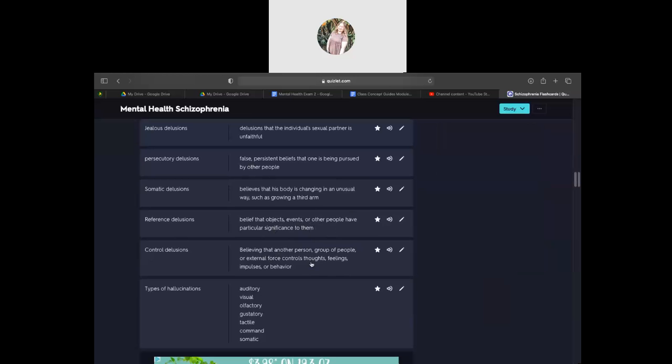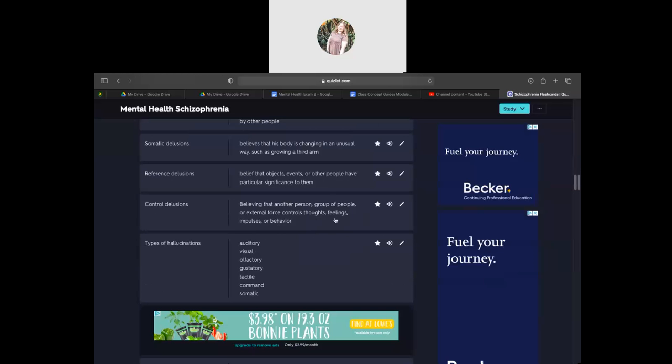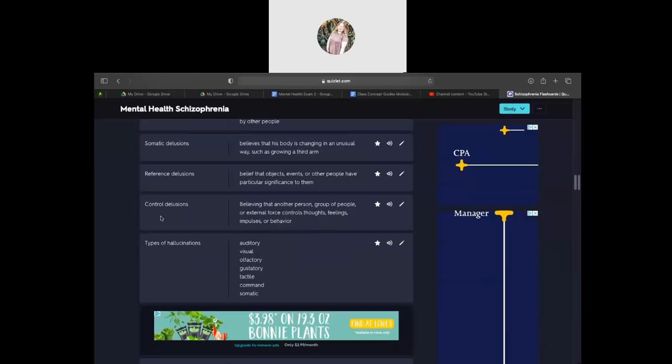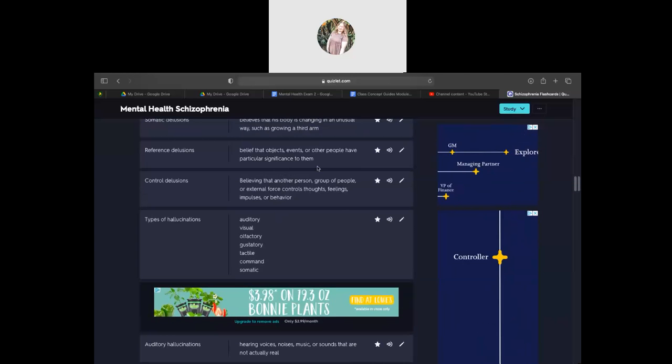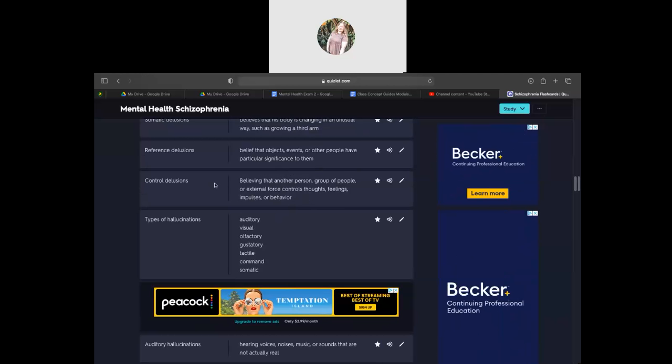Reference delusion is that certain objects, events, or other people are significant to them. For example, maybe they think that the presidential inauguration is important to them, when it's really not. Control delusions are also very important to know because control and command delusions can cause a person to do serious harm to themselves or others.